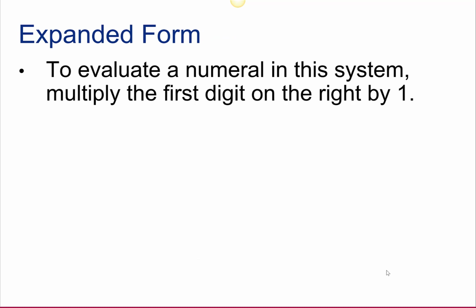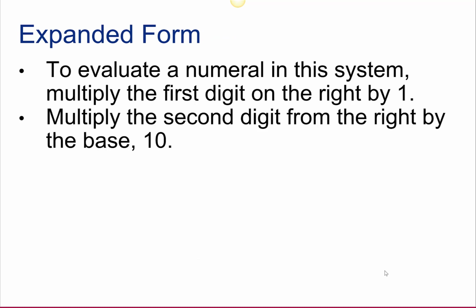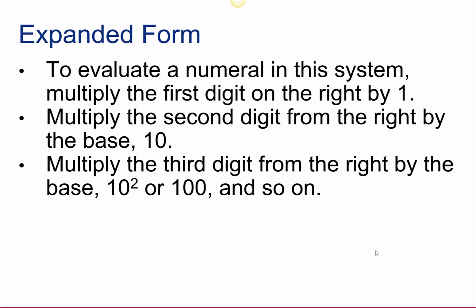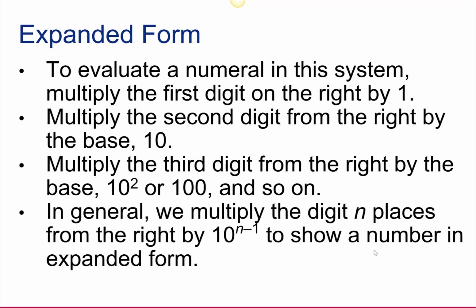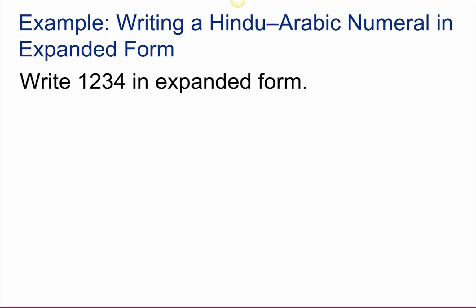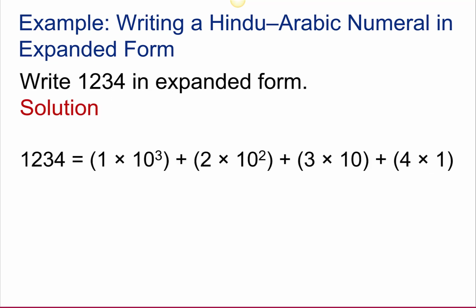To evaluate a numeral in this system, multiply the first digit on the right by 1, the next digit by 10, the next one by 10 squared or 100, and so forth. In general, we multiply the digit n places from the right by 10 to the n minus 1 to show a number in expanded form. Write 1, 2, 3, 4 in expanded form.